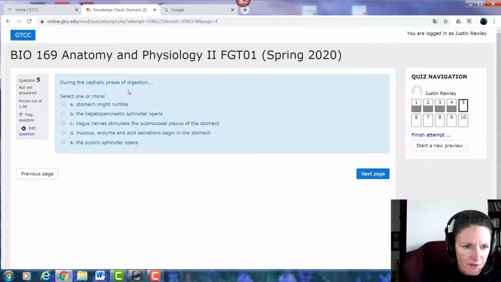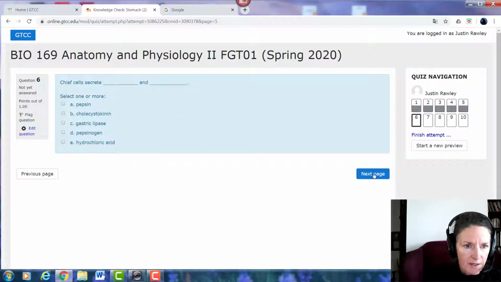During the cephalic phase of digestion, the stomach might rumble. The vagus nerve stimulates the submucosal plexus of the stomach. These things. Obviously, the hepatopancreatic sphincter doesn't need to open yet, nor does the pyloric sphincter need to open. All right, chief cells are going to secrete pepsinogen. Don't put pepsin because that's the inactive form. That is the active form, and you wouldn't want to secrete the active form in the cell. It would just digest itself. The cell would digest itself, I mean. So we're going to make pepsinogen and gastric lipase in here.